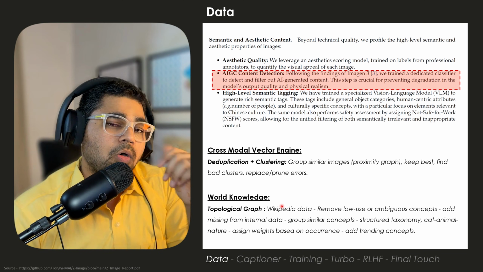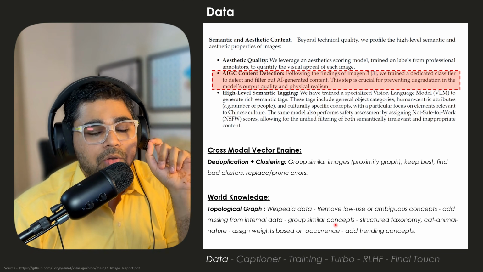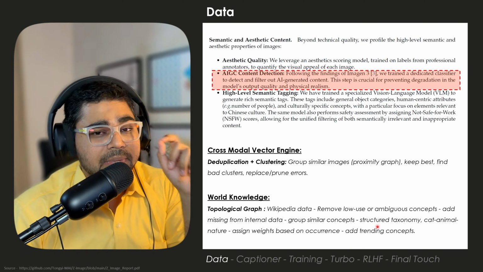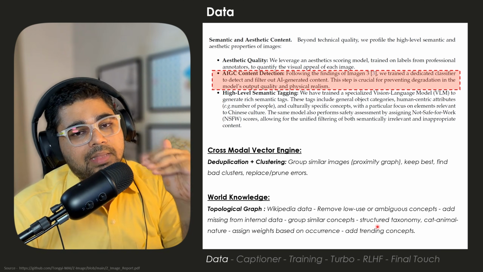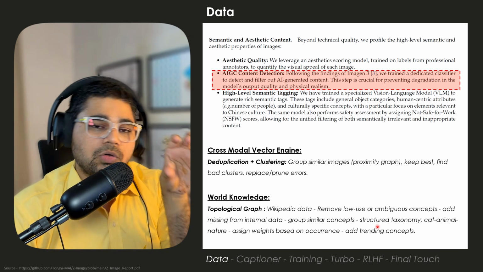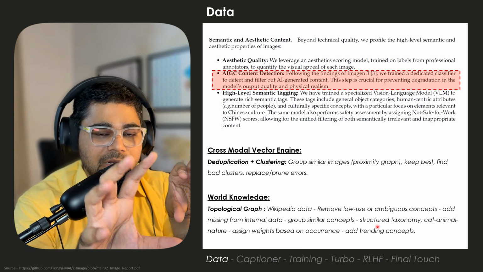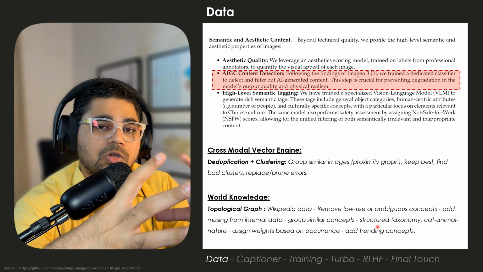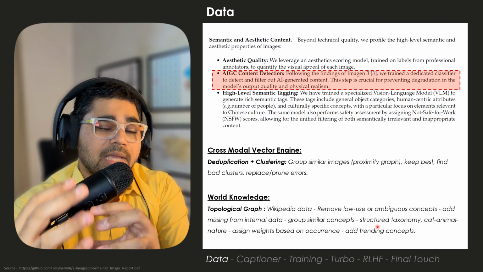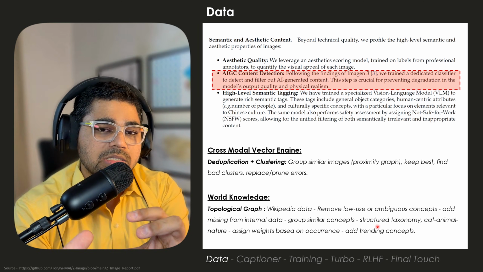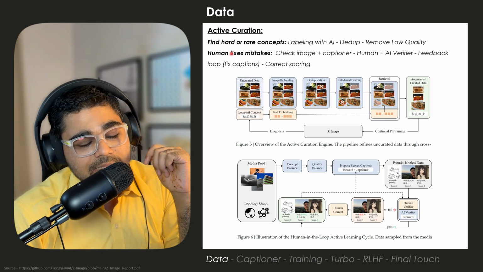Okay, once all of these concepts have been added, they're going to again group similar concepts based on a taxonomy. So for example, cats come under animal, that come under nature. Okay, now to these clusters, they're going to add weight. For example, let's say we have a huge cluster of cats, so the weight is going to be higher versus some other concepts, and that is how they can add trending concepts based on the weights. Okay, now let's see the next step.